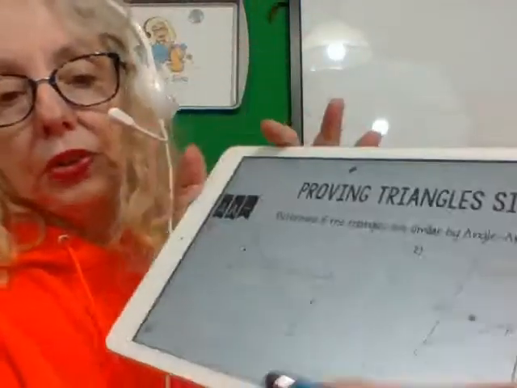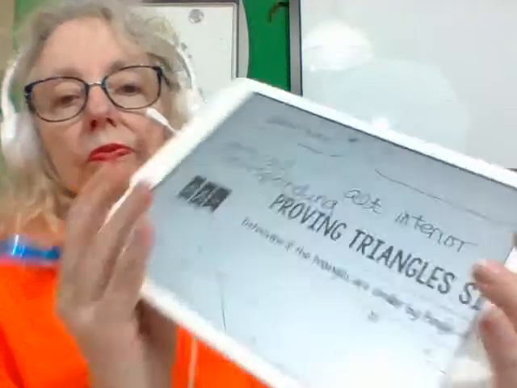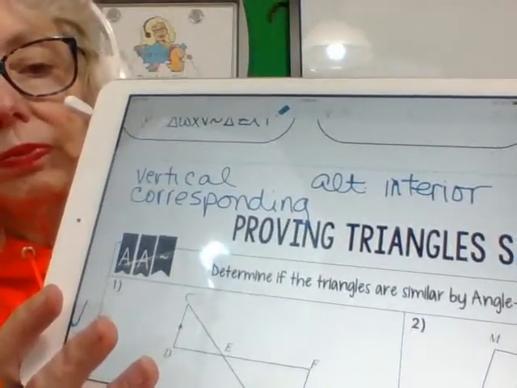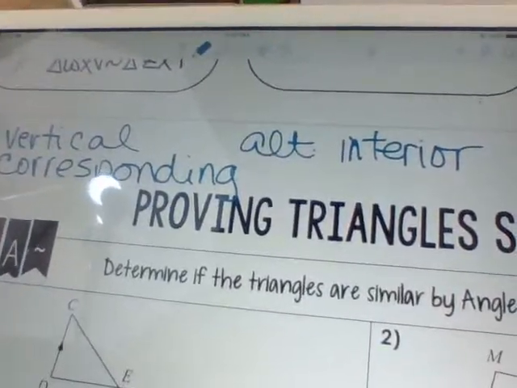All right. Now, here's what we needed to talk about. We're not going to talk about all of these, but remember I said you had to be sure that you look for special angle pairs, and our special angle pairs are vertical, corresponding, and alternate interior. That goes back to Chapter 3 when we learned about special angle pairs and parallel lines.